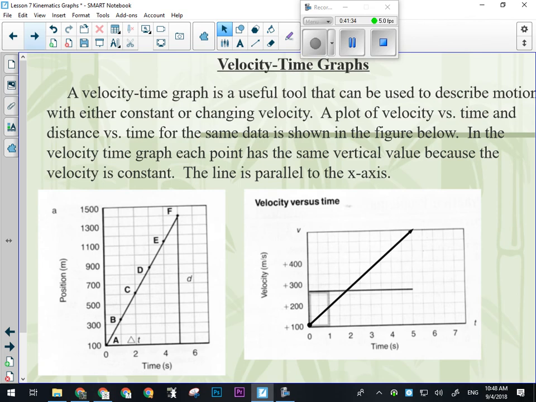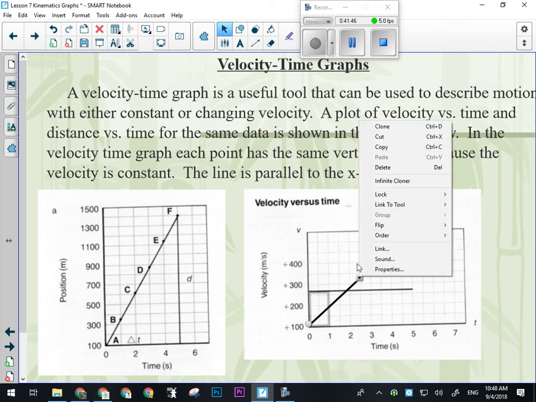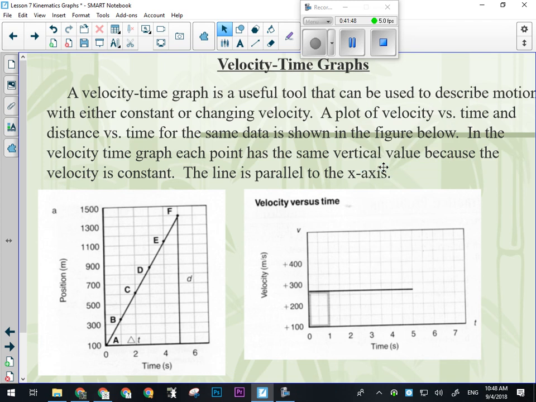So let's look then at velocity versus time graphs. A velocity versus time graph is similar, except instead of showing where the object is at various points in time, it shows us how fast the object is going at various points in time and in what direction. On a position versus time graph, if something was traveling at a constant velocity, then we had a diagonal line. What does a constant velocity look like on a velocity versus time graph? A horizontal line, because the velocity is not changing.